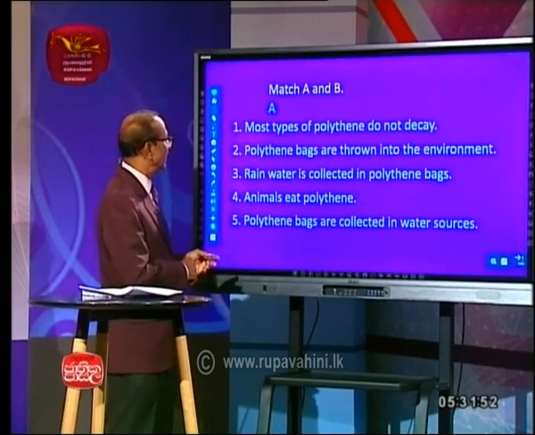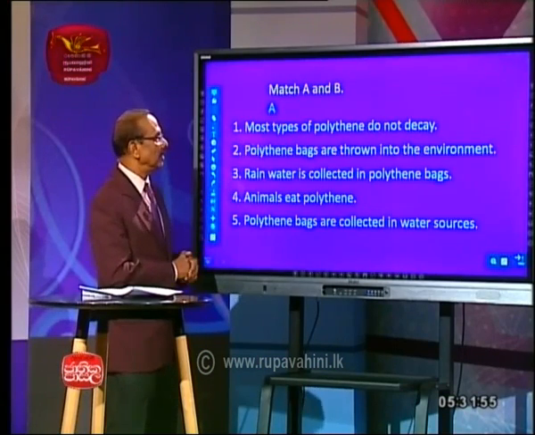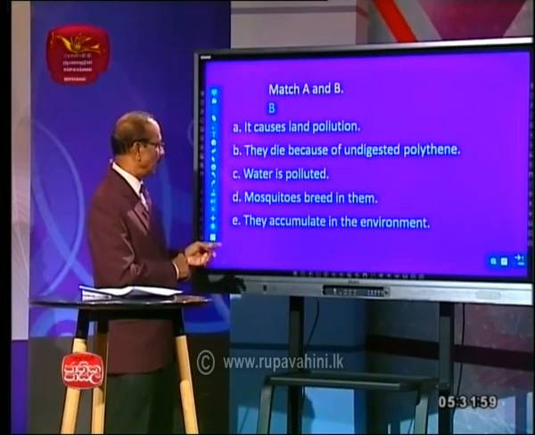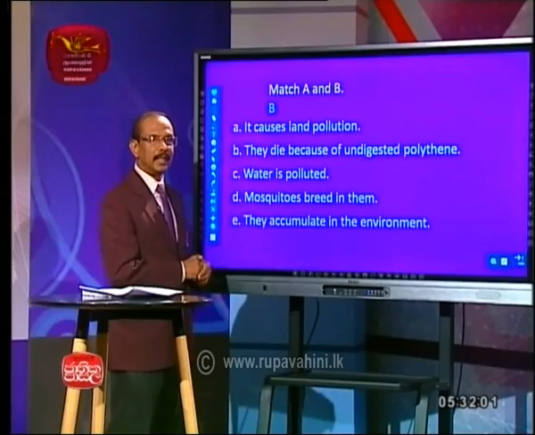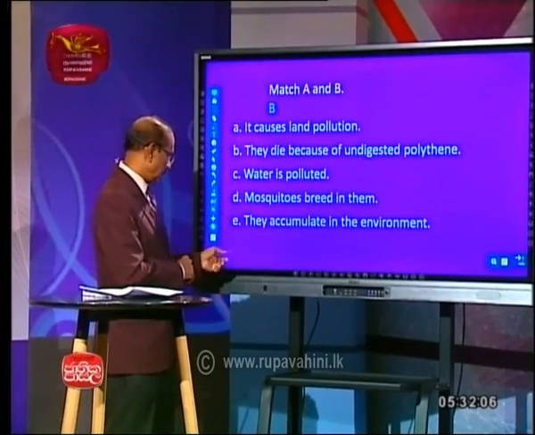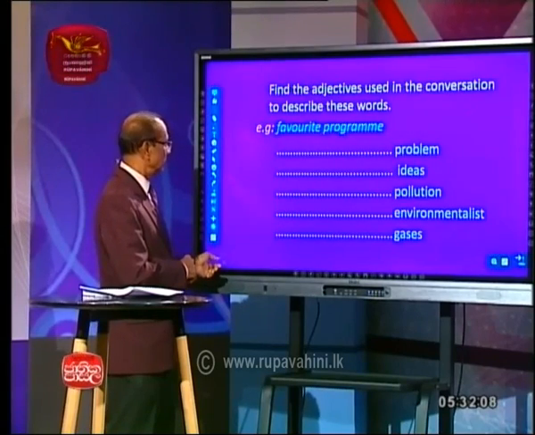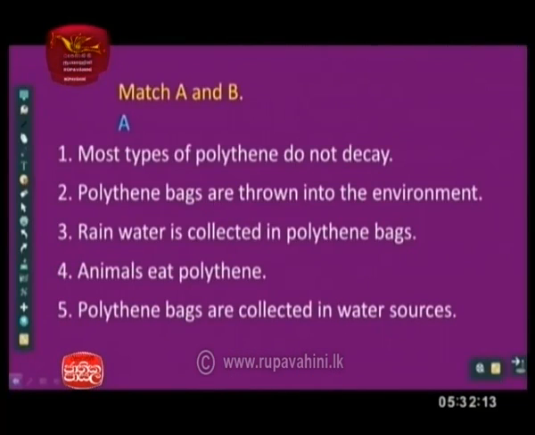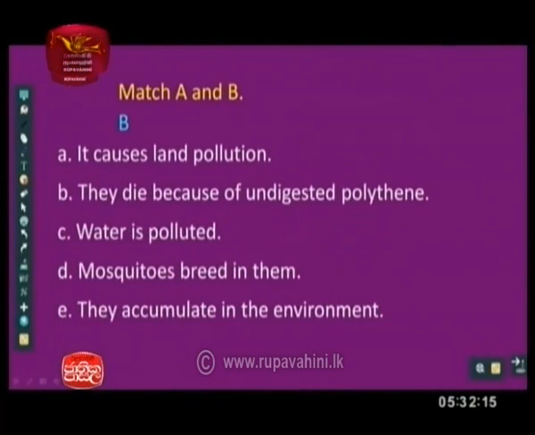Now, let us go back. A, rainwater is collected in polythene bags. So, what should be the next one? Mosquitoes breed in them. You have to match it. Mosquitoes, that is D, mosquitoes breed in them. Now, let us go to A again. Animals eat polythene. So, they die because of undigested polythene. You have to match it with this. They die because of undigested polythene.